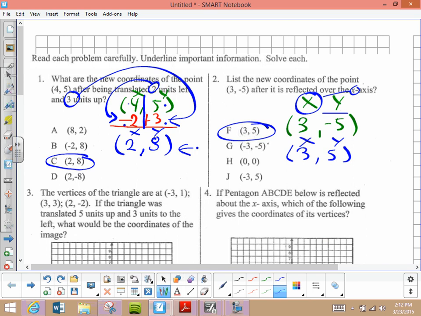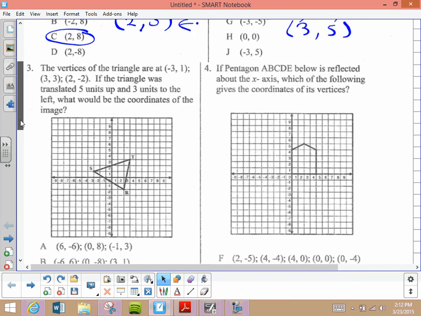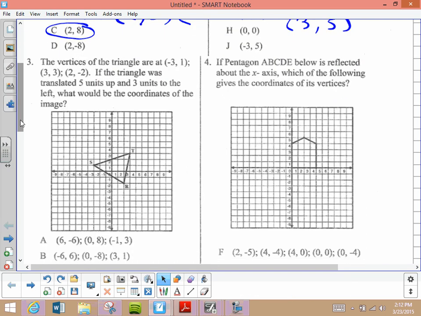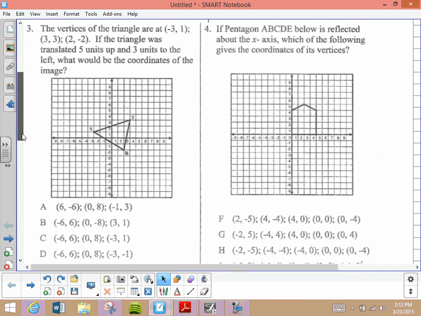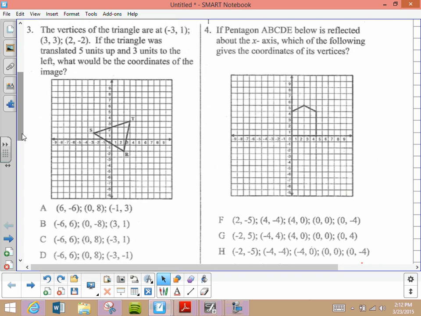Perfect. Good. All right. So for the next one, it says the vertices of the triangle are at -3 and 1, 3 and 3, and 2 and -2. This one, there was something wrong with one of the answers. It wasn't confusing. It's just that probably you found the answer and you cannot find it in the options. It's stupid. I don't know why they did that. But let's go over here and find the coordinates. So we know that this is -3 and 1.